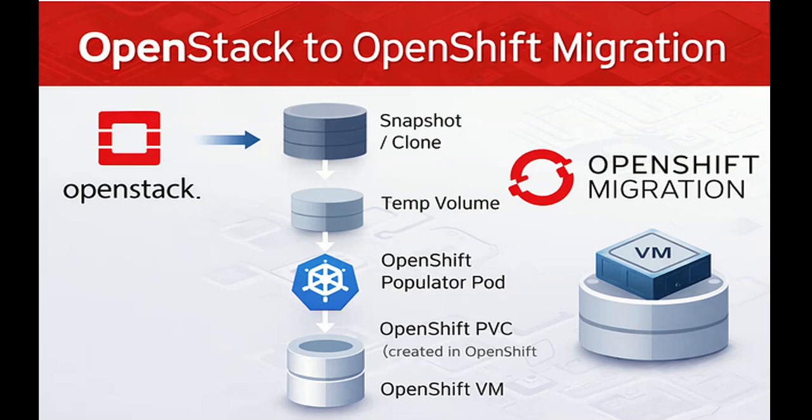First, MTV creates a clone of the source VM in OpenStack. From these, temporary volumes are created. These volumes represent a point in time copy of the VM disk, are also marked bootable, and are safe to read without impacting the running VM.